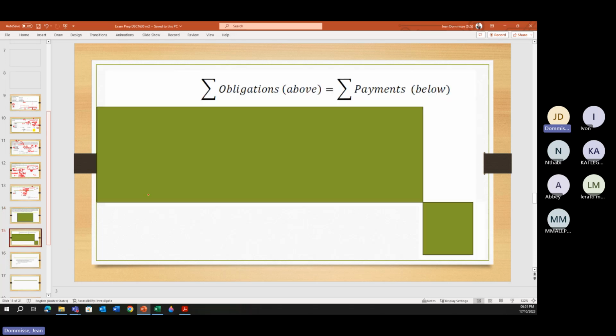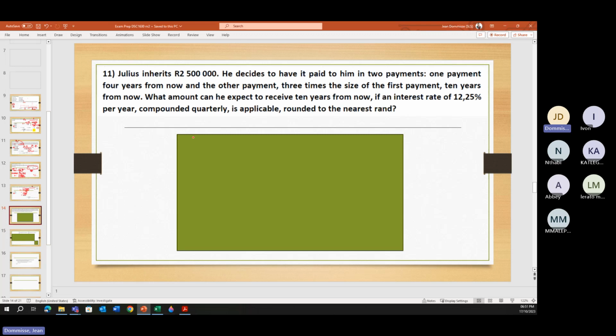So what we have is two things here. Julius inherits 2.5 million. He decides to have it paid to him in two payments. One payment 4 years from now, and the other payment 3 times the size of the first payment 10 years from now. Okay, so now it is one of those.